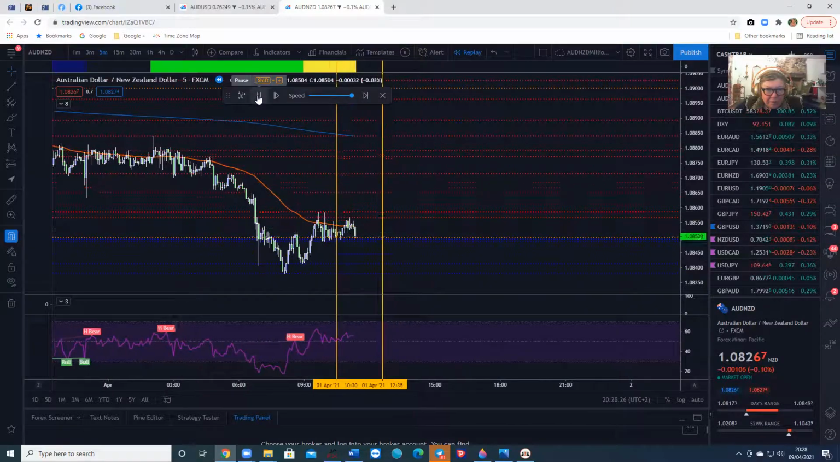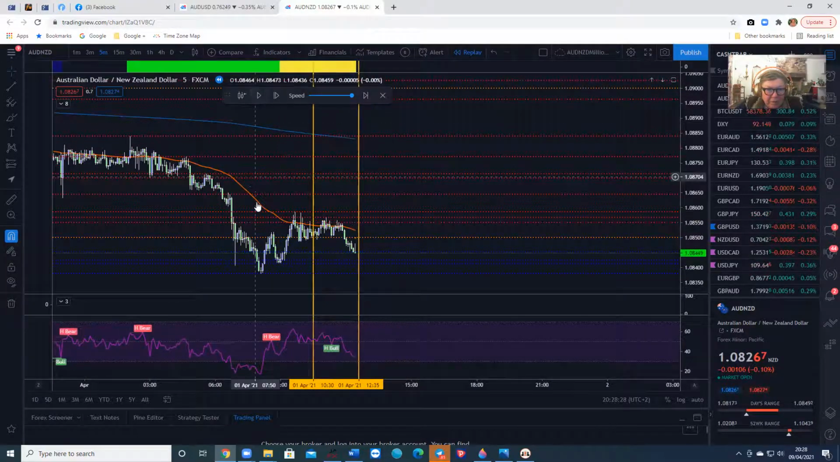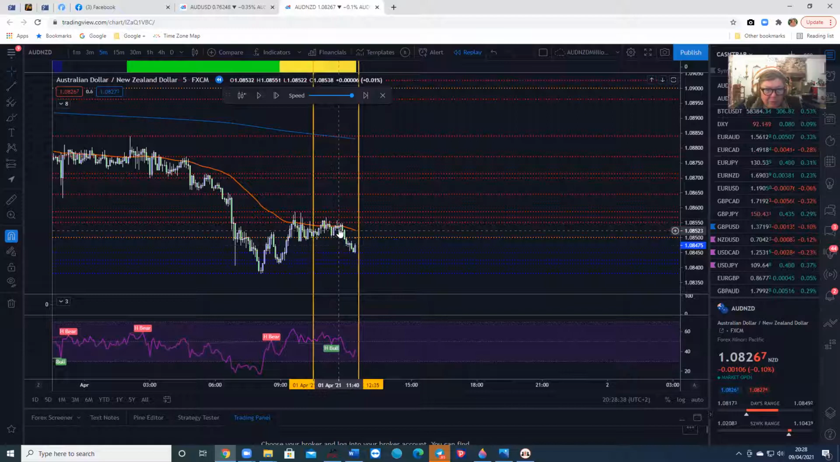So once it decides what it's doing, you can see we've got our resistance and we've got all that wicking off there. But what you want to do is wait for price to have an open candle in the same direction you want to go once it's under or above the 62. So that open there would be our entry.